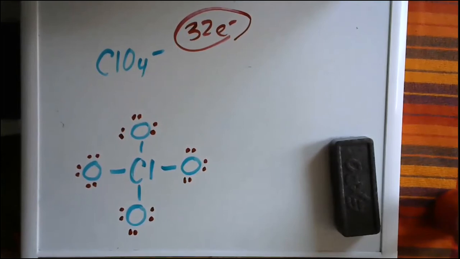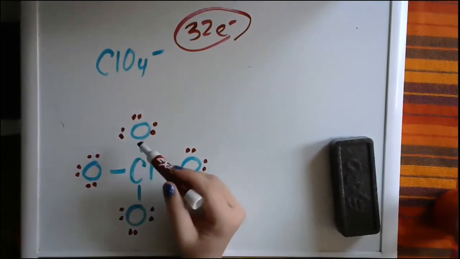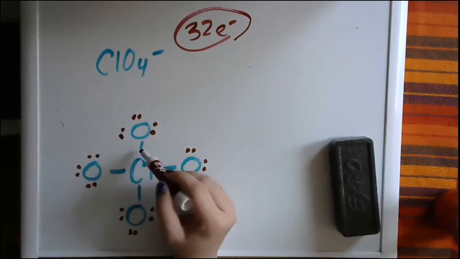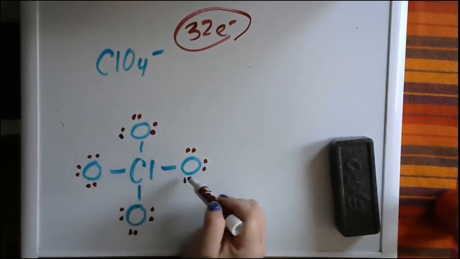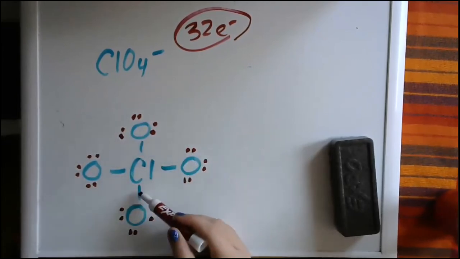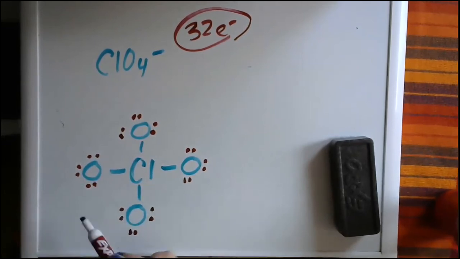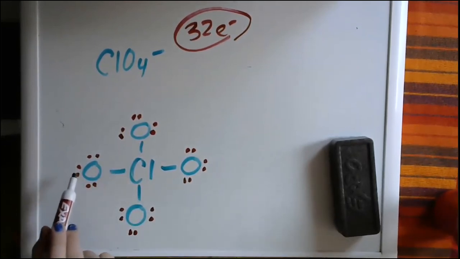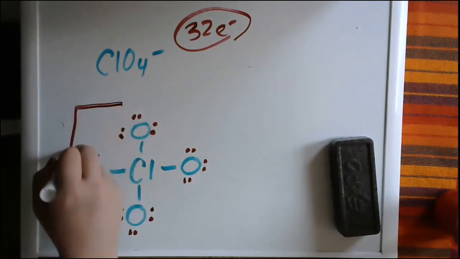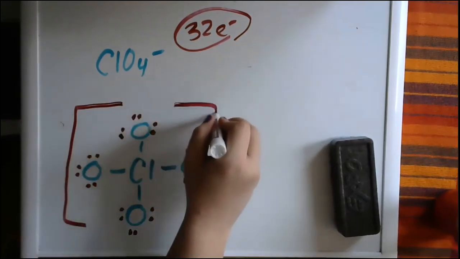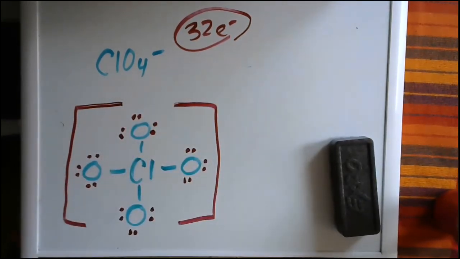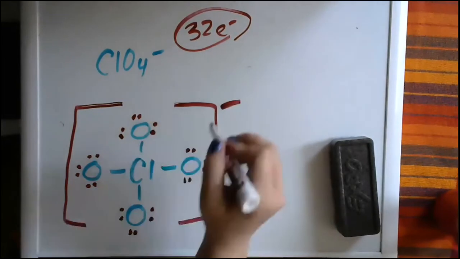Okay. Now, how many electrons did I use? I used 8 here, 2, 4, 6, 8, 10, 12, 14, 16, 18, 20, 22, 24, 26, 28, 30, 32. Okay, I used 32 electrons. Everything has an octet. The only thing I need to do is to bracket this off because it is an anion. And I'm going to bracket off all of my ions, and I'm going to include my charge on the outside.